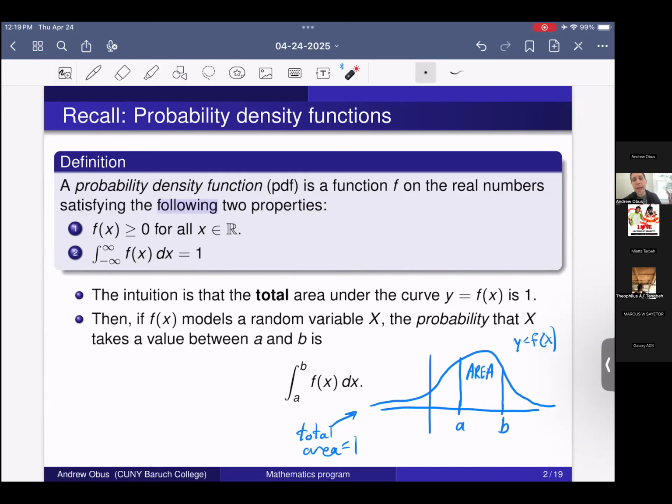But in general, for anything that takes on a range of values, not discrete values, but can be any real number in some range, you have a probability density function, which tells you how you calculate the probability that you take a value between A and B. All that you do is integrate the function from A to B, which, as we've seen, is the same as finding the area under the curve between A and B.